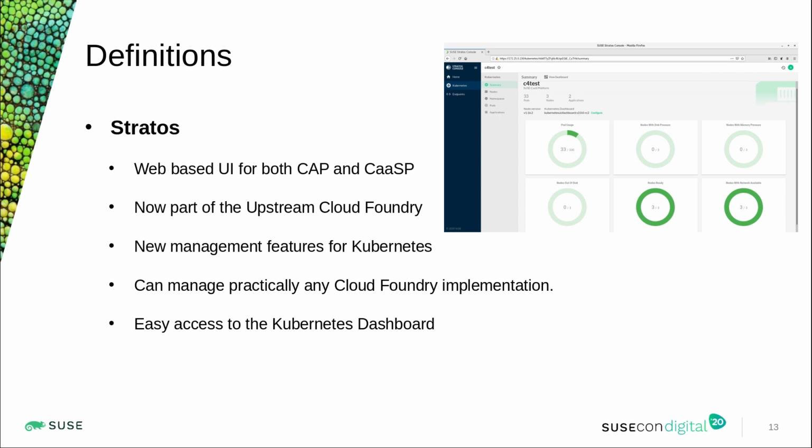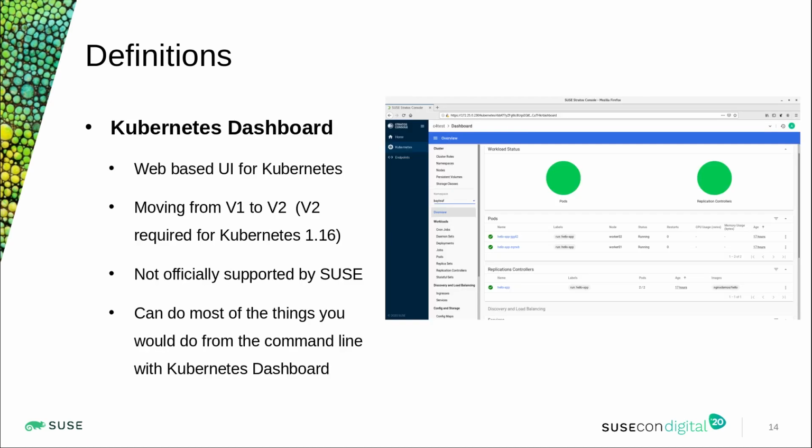So you can manage any Cloud Foundry, or you can manage any Kubernetes for that matter. So it's easy to tie either of those endpoints into Stratos. And you're going to see a lot more out of Stratos in the coming months. It keeps improving. You're going to see interesting things like monitoring and just a plethora of new features coming along in Stratos over the coming months.